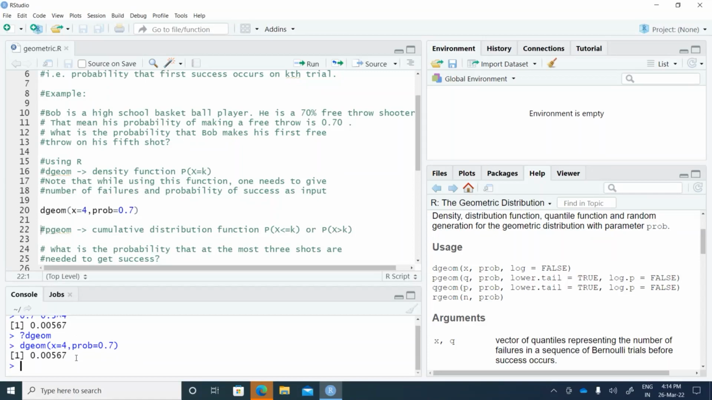Fine. Let us move towards the next function, which is pgeom. It talks about the cumulative distribution function.